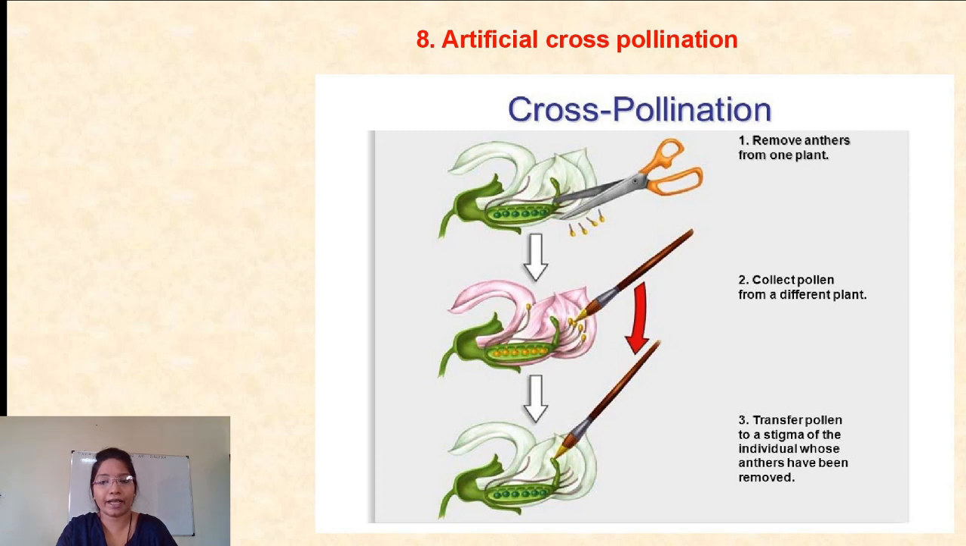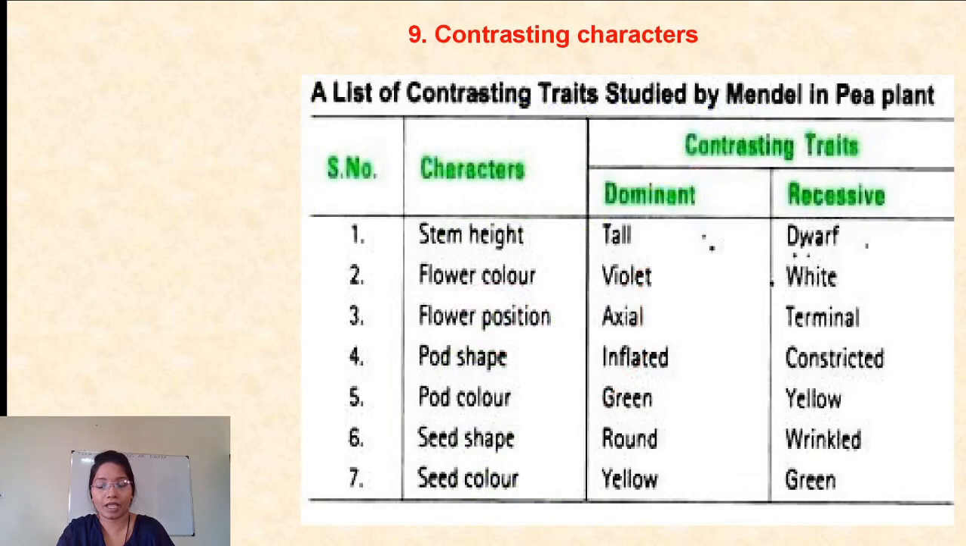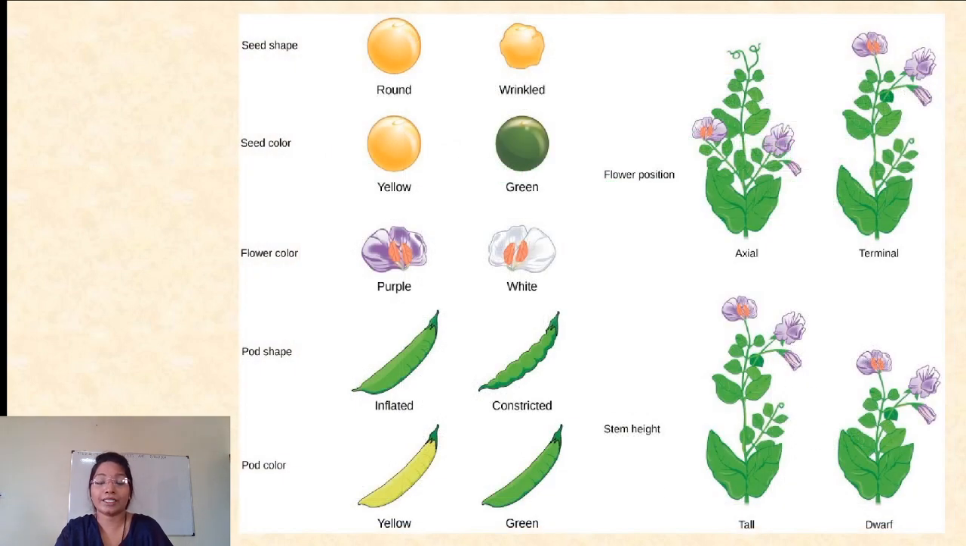Cross-pollination can be done by first removing anthers from the plant, then collecting pollen from a different plant, and finally transferring pollen to stigma of the individual whose anthers have been removed. In this way, artificial cross-pollination can be done. The most important feature of the plant is it shows 7 pairs of contrasting characters. So these are 7 pairs of contrasting characters.